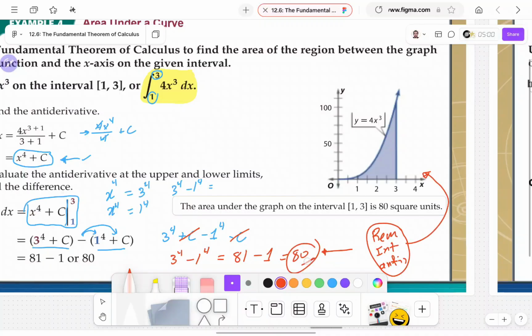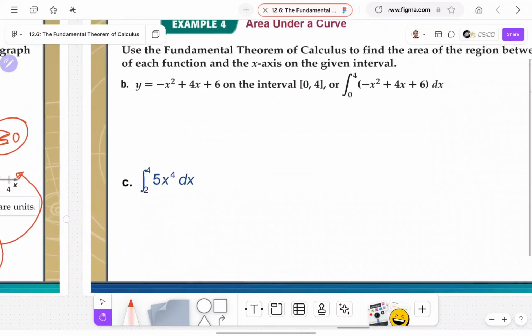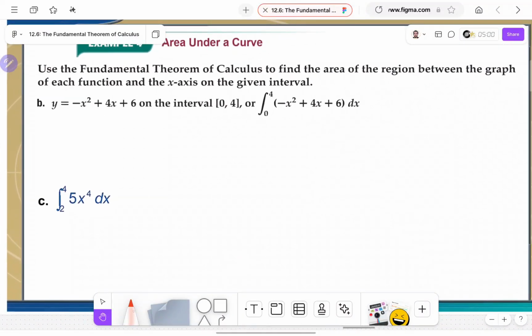So when saying 80, it means from 1 to 3, so from here to 3, this area is equal to 80, okay? So this area is equal to 80. I hope you understand this. Now let's take more examples. Let's solve the first question.